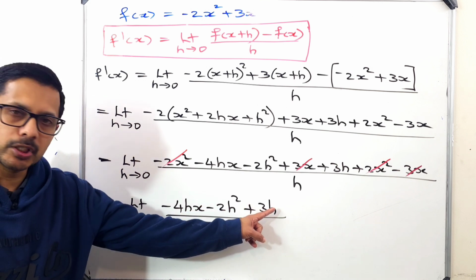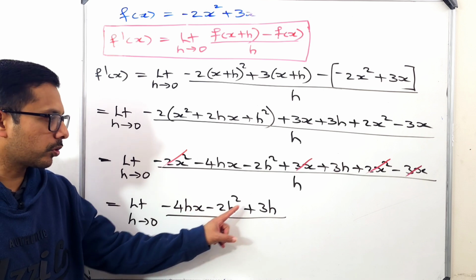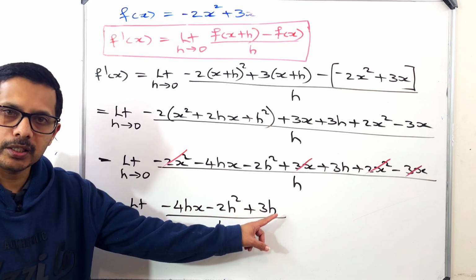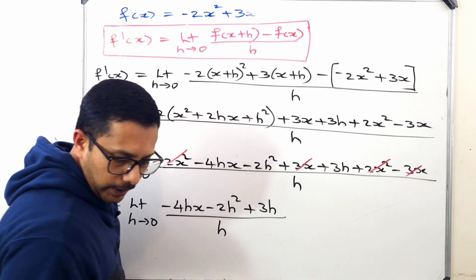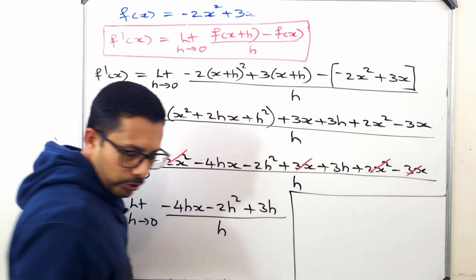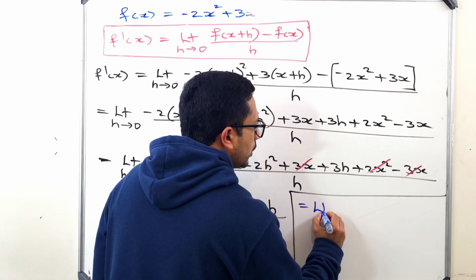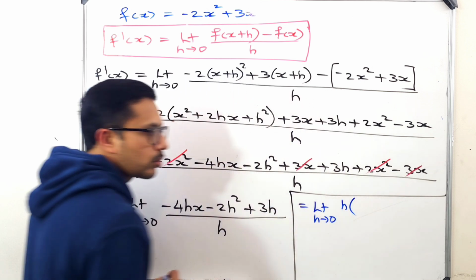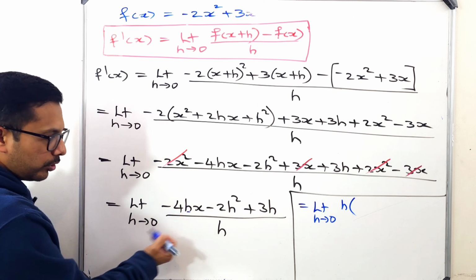Here how many terms in the numerator? Minus 4hx, minus 2h square, plus 3h. There are 3 terms. Is it not, h is a common factor? So we can take h as a common factor in the next step. So let me write it here because I don't have space here. So that's why I'm going to write the balance step there. So it is limit h tends to 0. H I took as common factor. So what is remaining here? This h is gone. I took it as common factor.